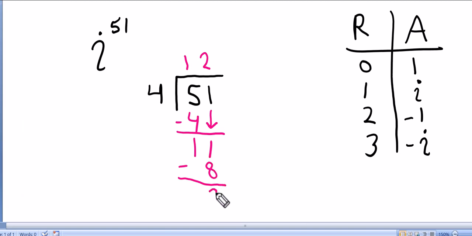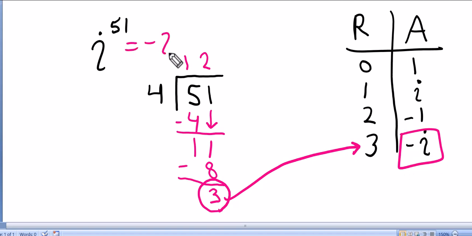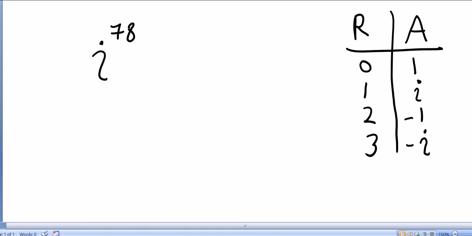11 minus 8 is 3. The remainder is 3. So the answer is -i. What, Mr. Rover? The answer is -i. That's it. Let's do a different problem. Let's try i to the 78 power.